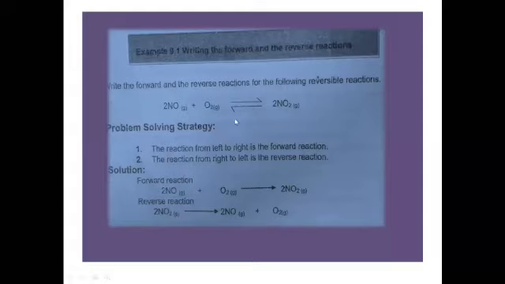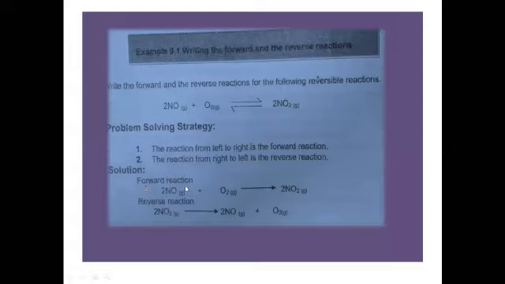Now how to solve this problem? There are two steps. The reaction from left to right is the forward reaction, and the reaction from right to left is the reverse reaction. So we will write the forward reaction and the reverse reaction for this reversible reaction.